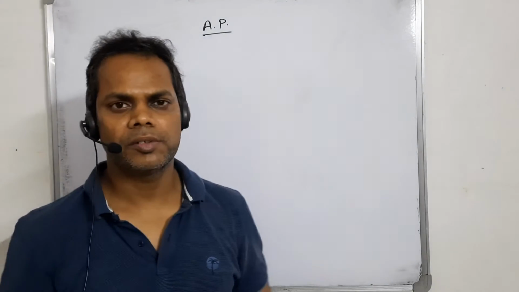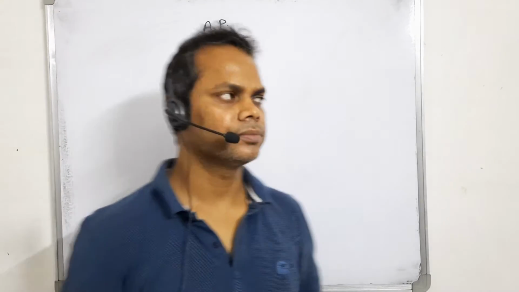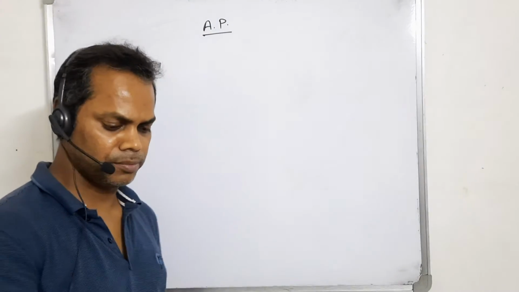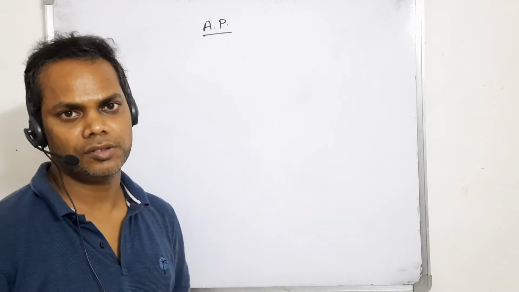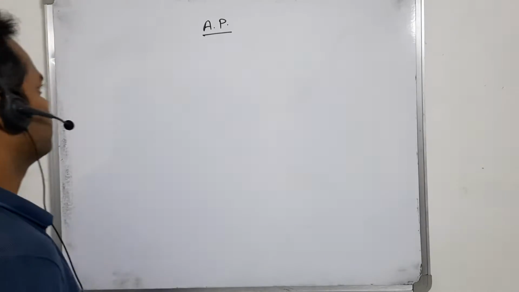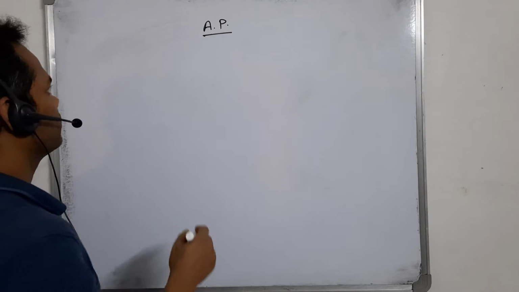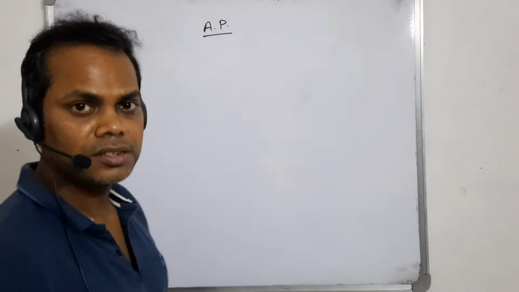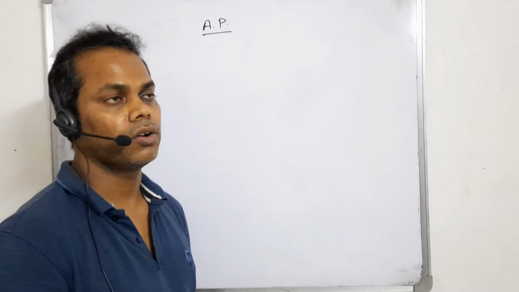Well, students, the topic of the video is arithmetic progression or AP. In this video, we discuss formulas of arithmetic progression. In the next video, we discuss sums on it. What is AP? It is a sequence of terms whose difference between every successive or consecutive terms is equal.